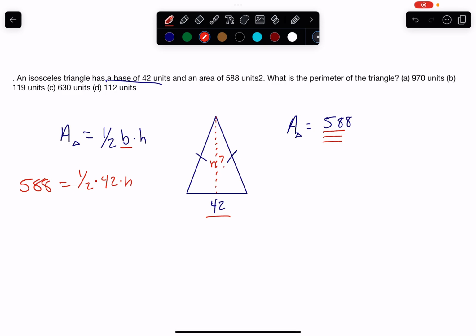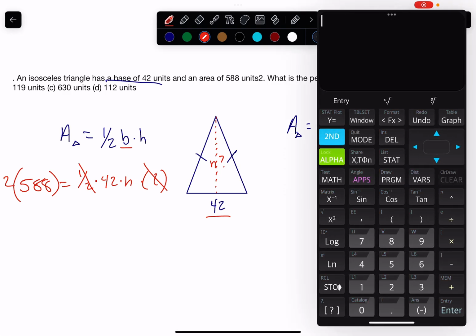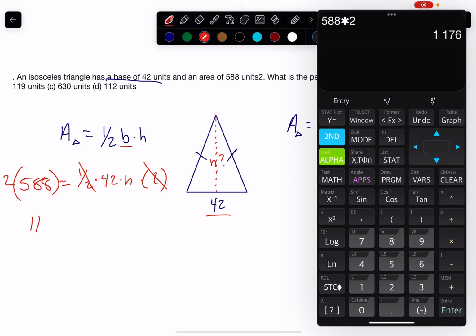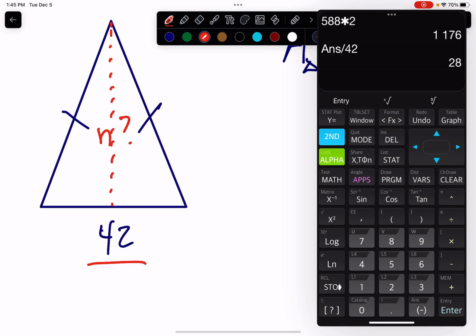So to solve this, I'd multiply both sides by 2. That would get rid of the 1/2. So it'd be 588 times 2. 1176 is equal to 42h. Now let's divide by 42. And I get a height of 28. So my height here is 28. We'll take that out and write a 28 here.